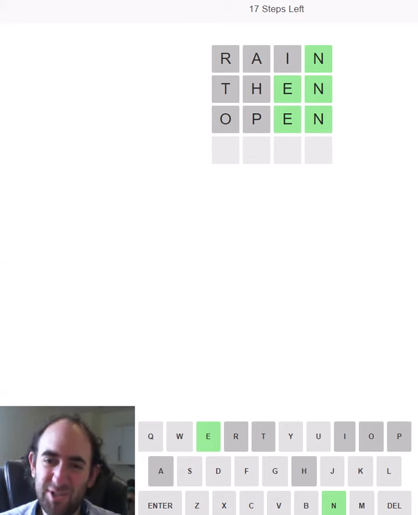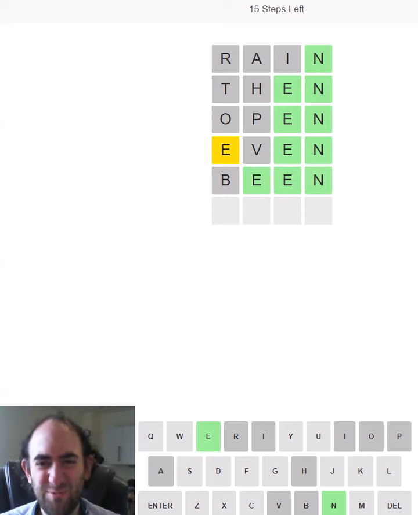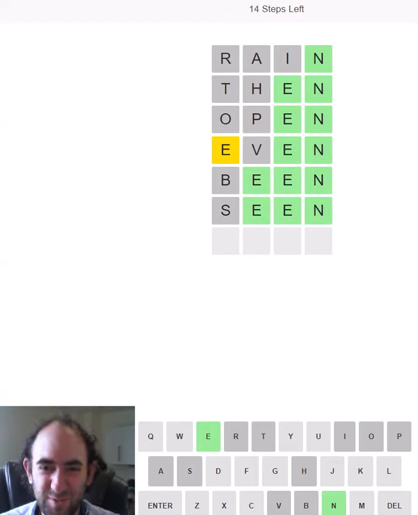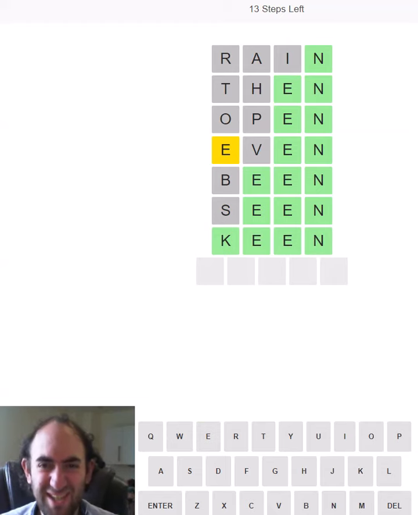Oh, it's looking very much like a duplicated E, isn't it? Let's try even. Let's try bean, it could be seen. Oh, this is such a hard mode trap. These 4-letter ones are so difficult sometimes. You just get so much less information each time than you do when it's a longer word. But we got there eventually, 7 guesses. I'm not keen to repeat that.